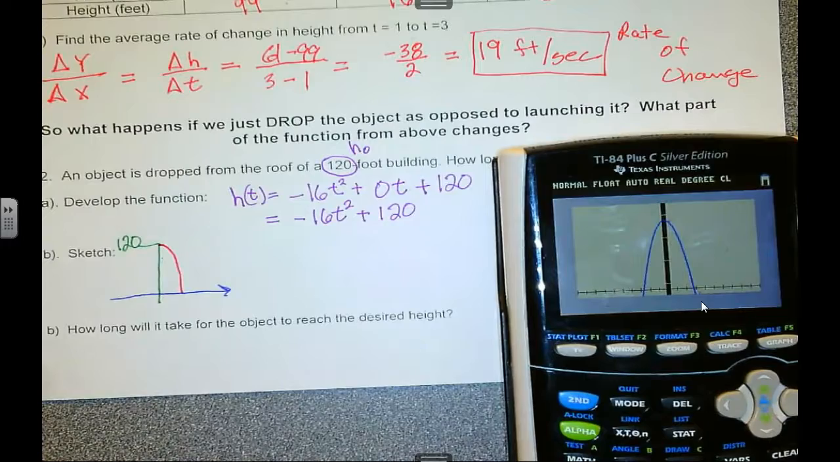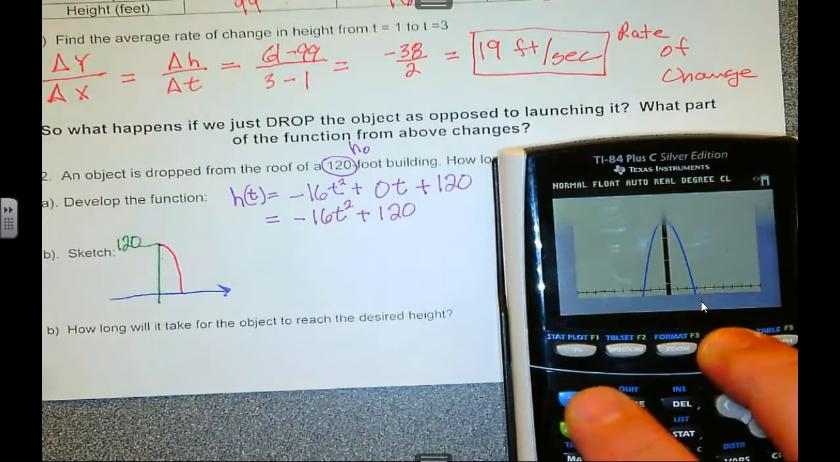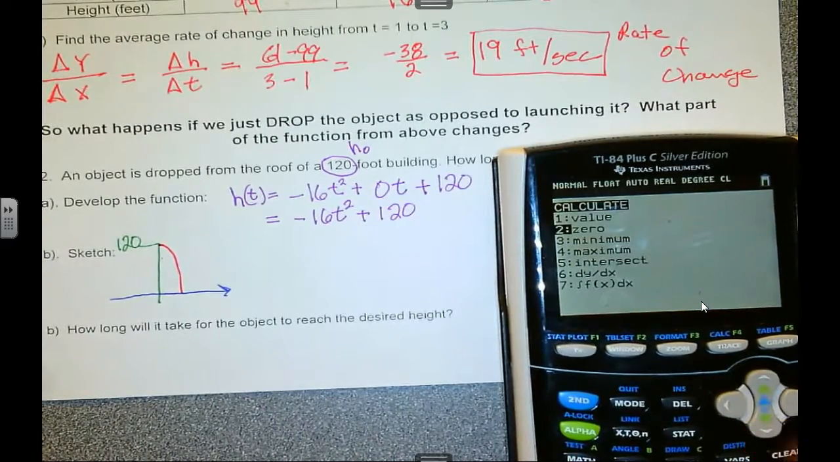Now, what am I looking for at ground level? That point right there, which is called the x-intercept, right? Or the zero or solution to my parabola. I can have up to 2 solutions for my parabolas. So that's my 0. So I'm going to go back to calculate. So I'm going to hit second trace. This time I'm looking for the 0. Hit enter.